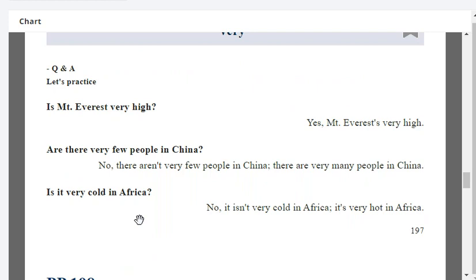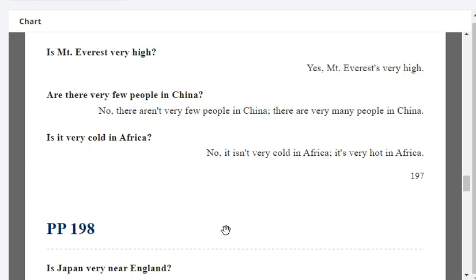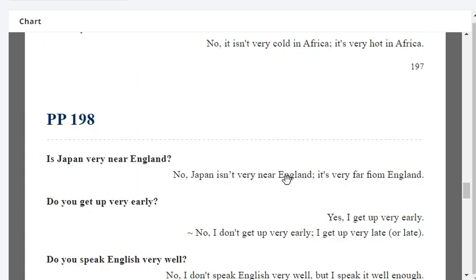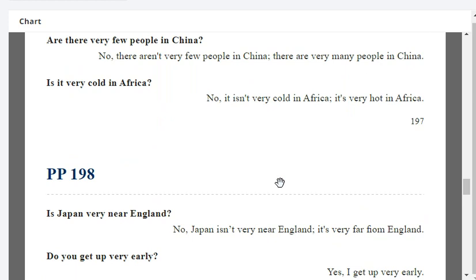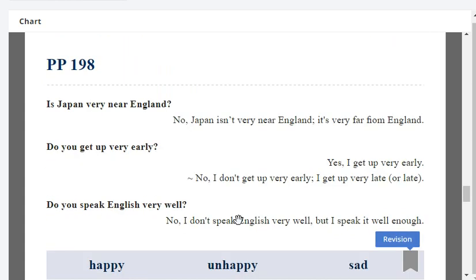Is Mount Everest very high? Yes, Mount Everest is very high. Are there very few people in China? No, there aren't very few people in China. There are very many people in China. Very good. Is it very cold in Africa? No, it isn't very cold in Africa. It's very hot in Africa. Very good.